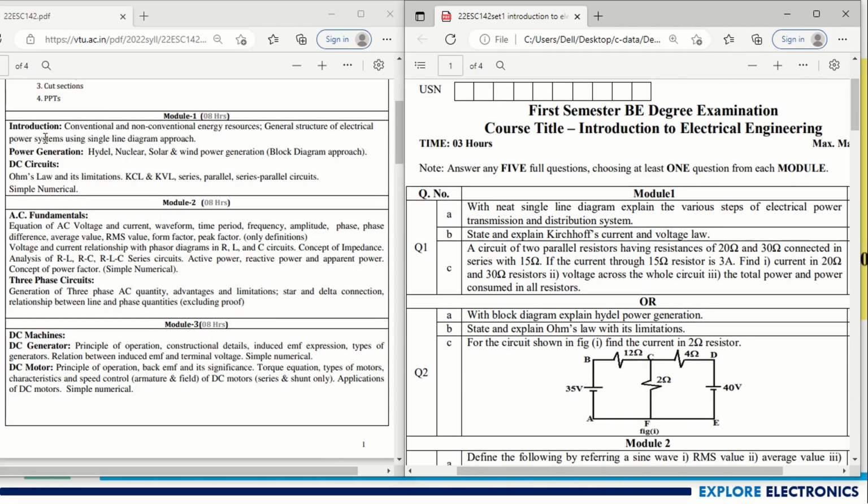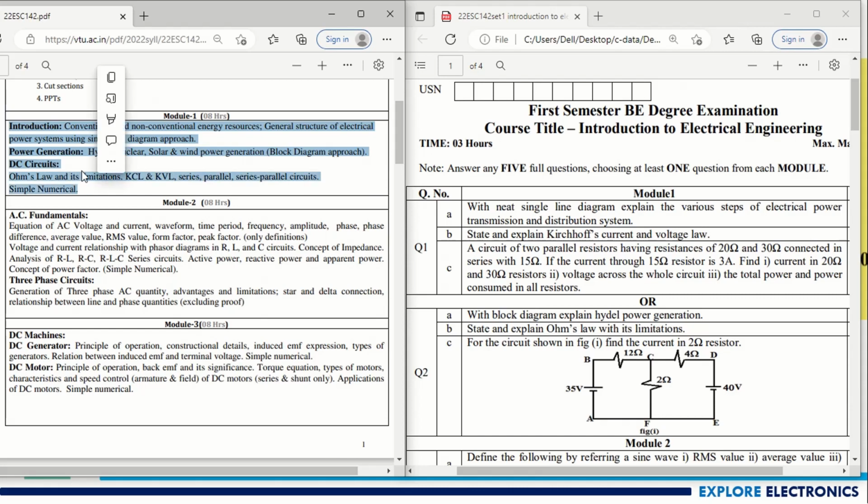In module 1 we have Introduction to Energy Sources, then Power Generation and DC Circuits. This is our syllabus for the first module. In this module you can see the question paper: with a neat single line diagram, explain the various steps of electrical power transmission and distribution. One theory question they have given at the start is on power transmission.